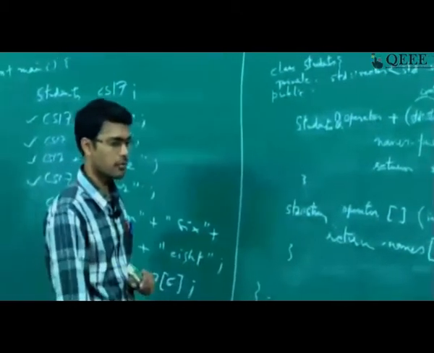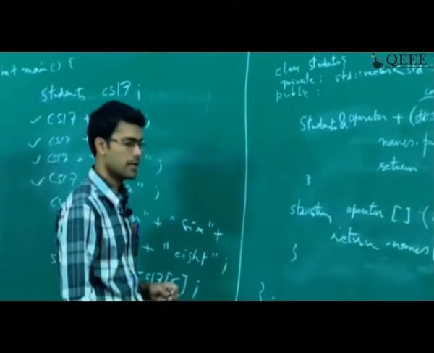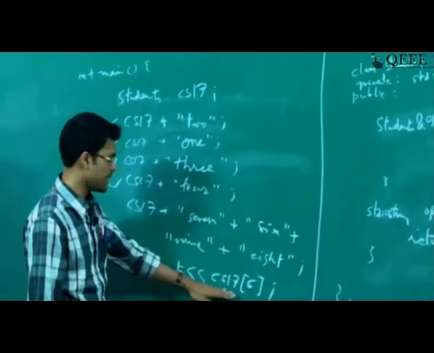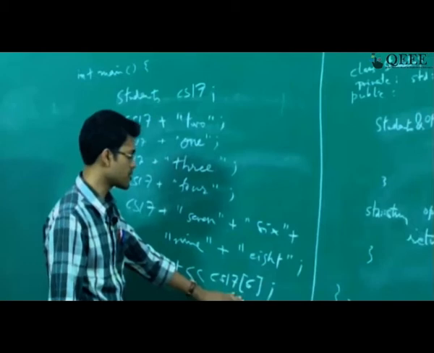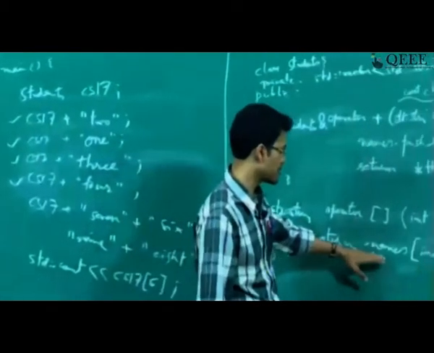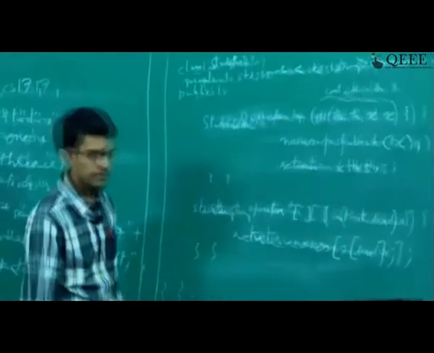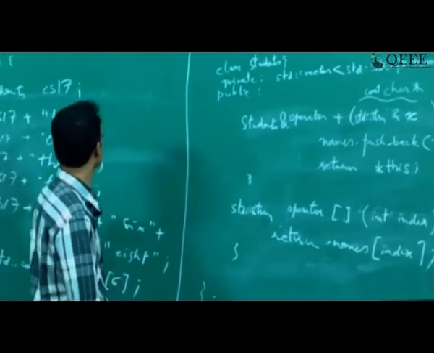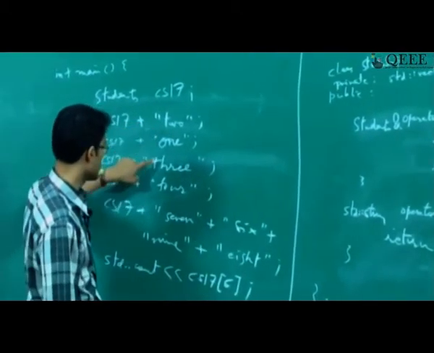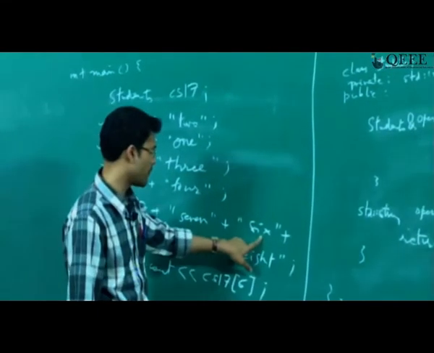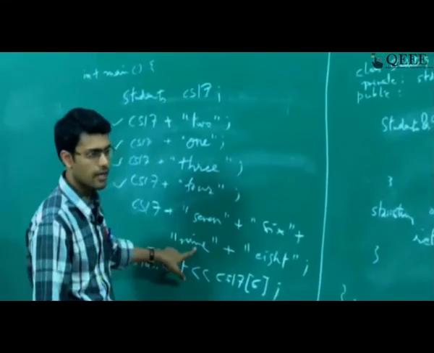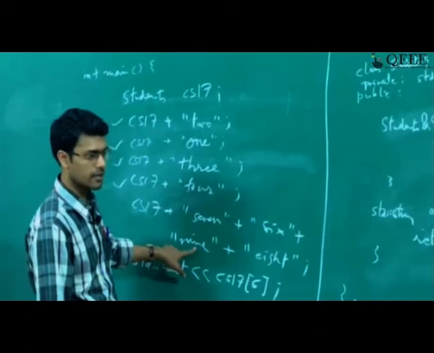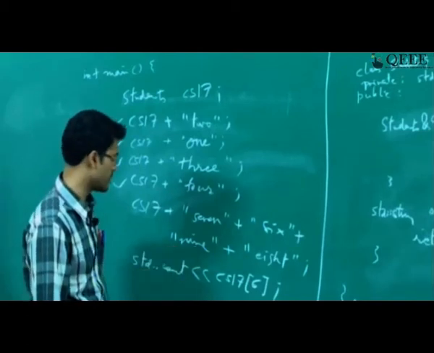What we require now is whether this works. There is a question that I have asked, and let's see what it does. CS17 of 6 is going to invoke this operator, which is going to return names of index. So what we are asking is whether this is going to print, so this is 0, 1, 2, 3, 4, 5, 6. We are expecting that it should print 9 as the answer. Whether that is what is getting printed, that is something which we are asking.